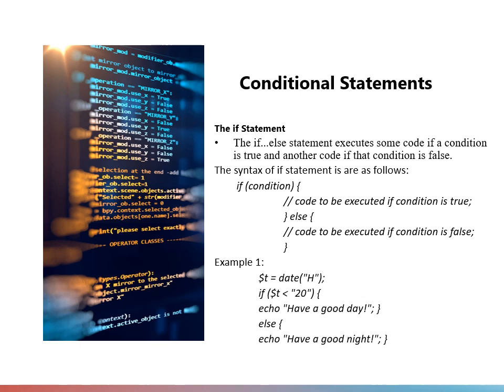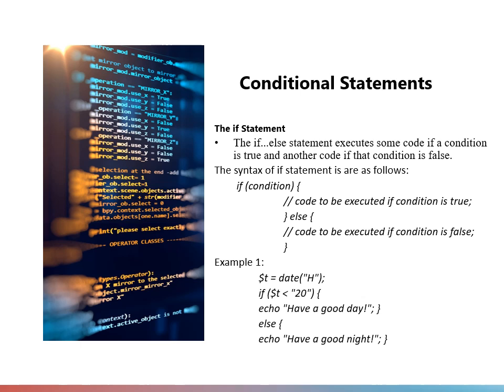So the syntax is as follows. If condition, open brace, the code to be executed, else, code to be executed if the condition is false, then close the brace. So what we have here is the syntax of the if statement. The if condition, meaning the first condition, if it is true, then the code is executed. Else, execute the second code if the condition is false. Close brace. This is the structure or the syntax to be followed.